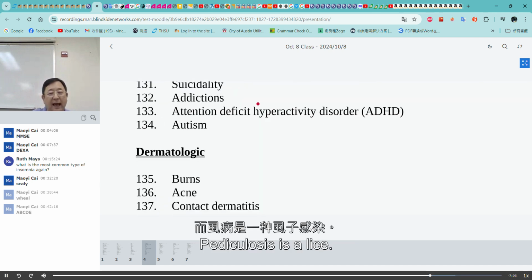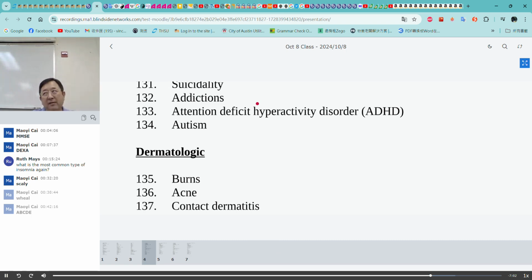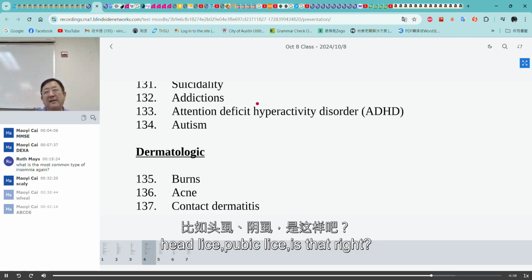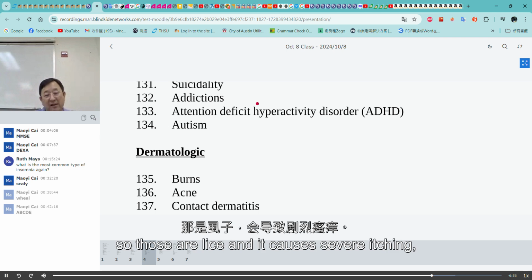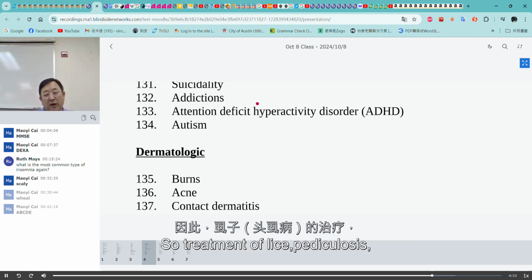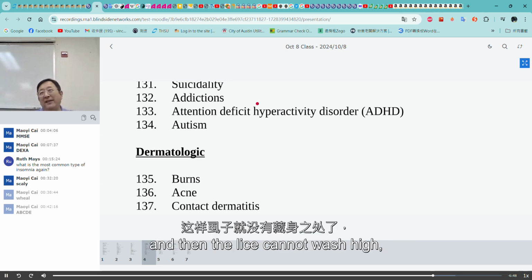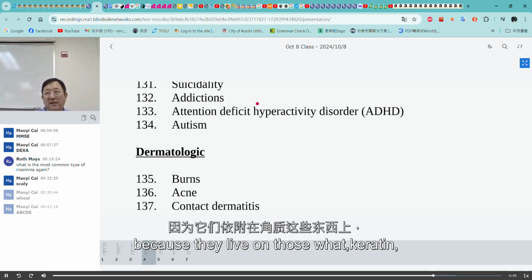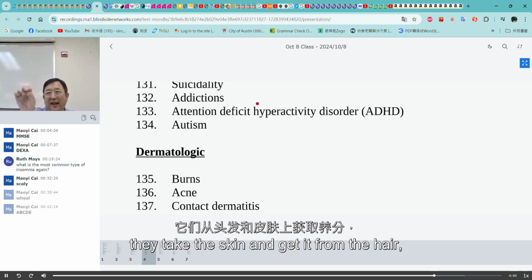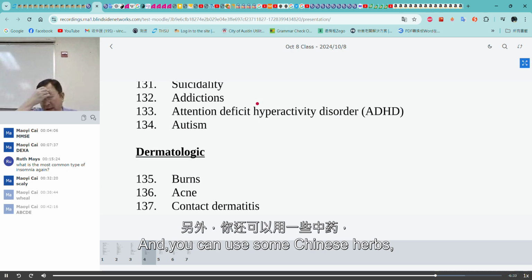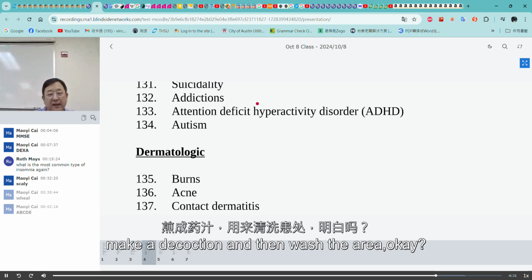Then pediculosis is lice. Yeah, lice. It's usually in the hairy area, in the hair. Head lice, pubic lice. Those are lice and they cause severe itching. So treatment of lice, pediculosis, is very simple. Shaving. You shave the hair, and then the lice cannot hide because they live on keratin. They dig into the skin and get it from the hair and the skin. So if you shave it, there is no place for them to stay, right? They die. And you can use some Chinese herbs, make a decoction and wash the area, okay?